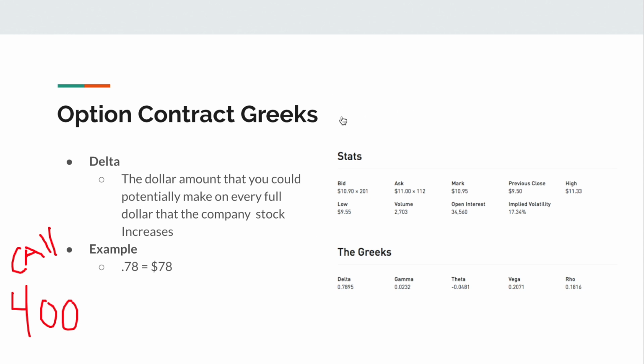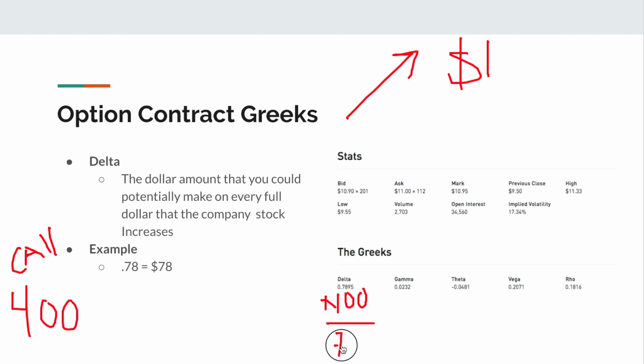So if the stock moves up by just $1, the way to determine how much money you would make is you multiply delta by 100. You take whatever delta is and you multiply that by 100, and there you get $78. So for every whole dollar move, all other things being equal, you can make an additional $78 on the option that you had purchased. That goes both ways. Now, if the stock goes down by $1, you're going to be short $78.